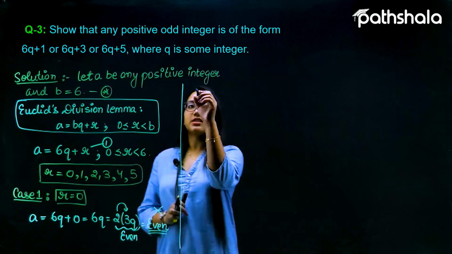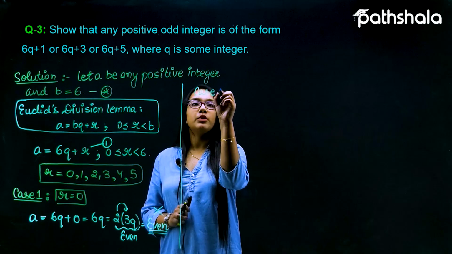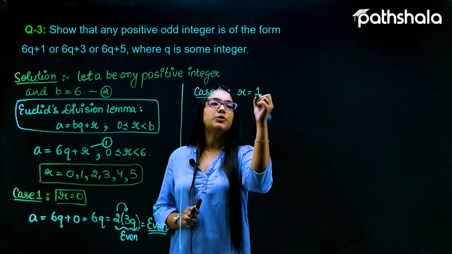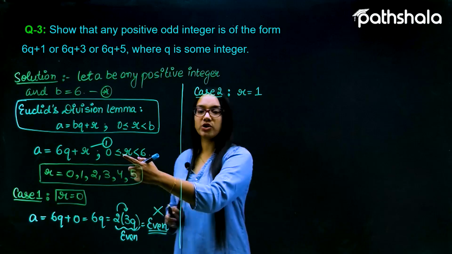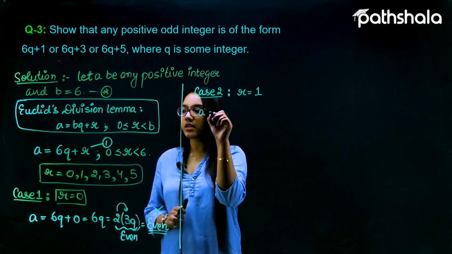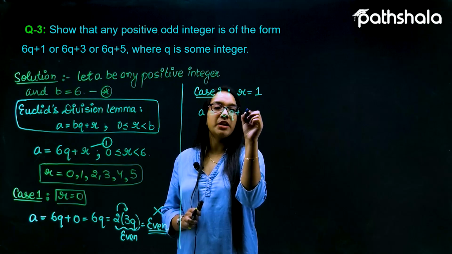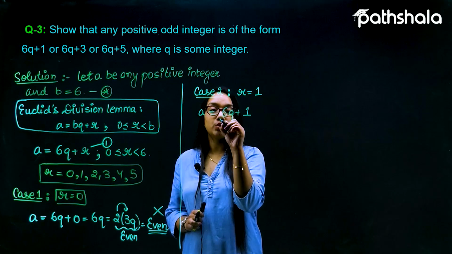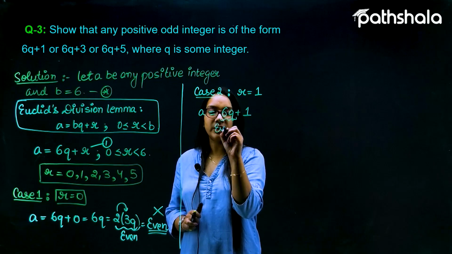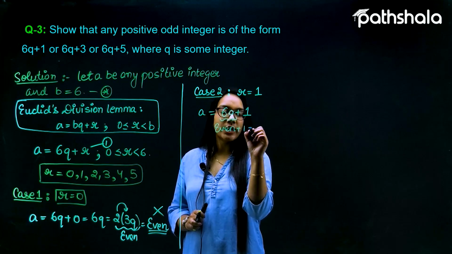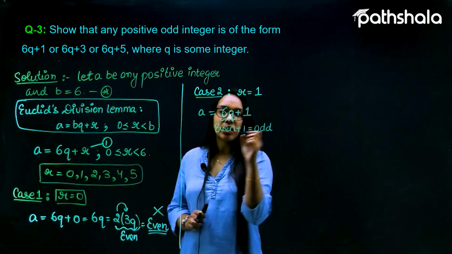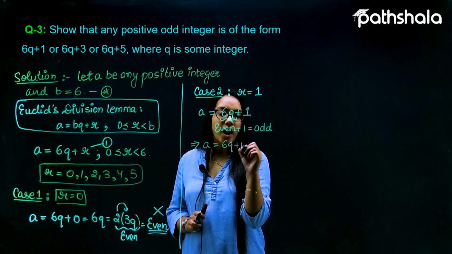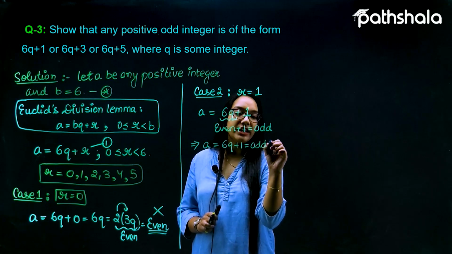Let's move on to case number 2. In case number 2, the value of the remainder is 1. Substitute r equal to 1 in equation number 1. So a is nothing but 6q plus the remainder, which is 1. And we know that 6q is an even integer, and even plus 1 is an odd integer. It means that a is equal to 6q plus 1, which is an odd integer.